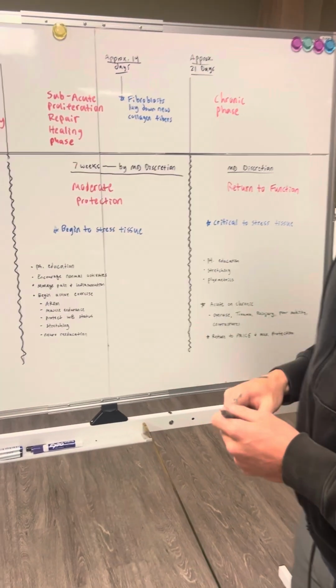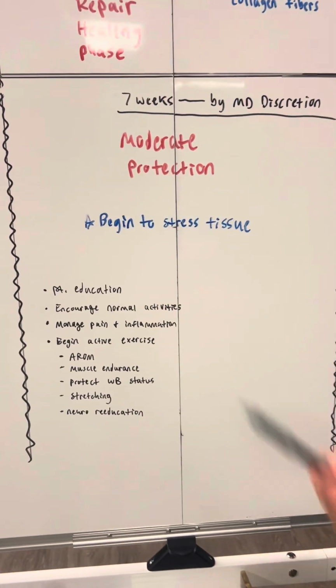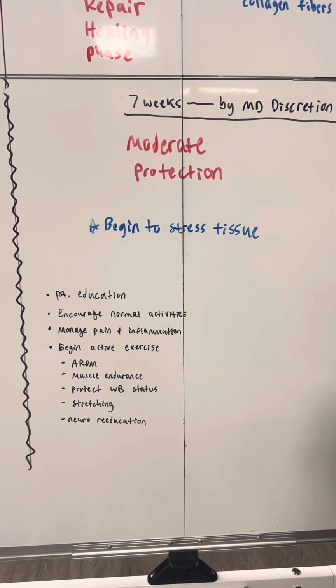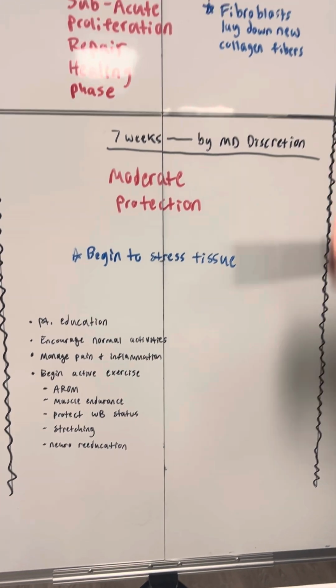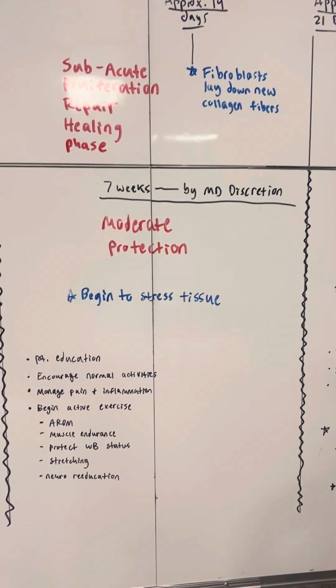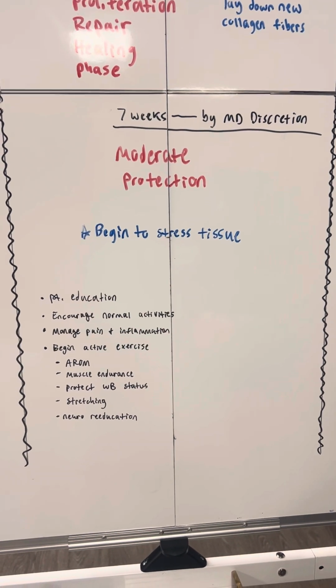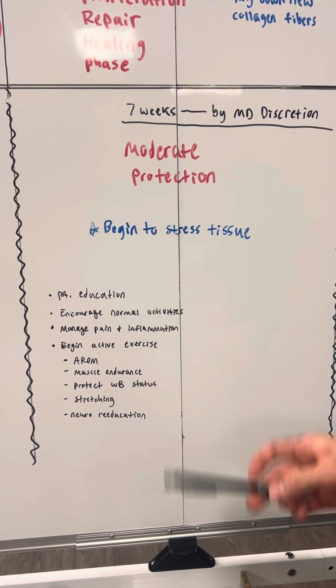So under moderate protection, again, this is when we really need to begin to kind of stress that tissue because we're laying down new fibers and we want the body to kind of get the message it's time to start healing, and we want it to heal nice and strong.